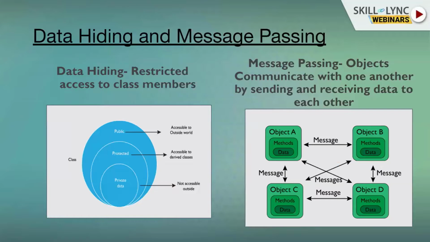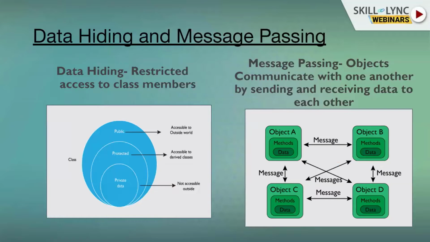And message passing: objects communicate with one another by sending and receiving data to each other. As you see here, there are 4 objects A, B, C, D, and they have methods and data to be manipulated. Whenever object A communicates with object B through message passing, it tries to manipulate the data which is in object B. Like you have 4 classes which are communicating to each other.